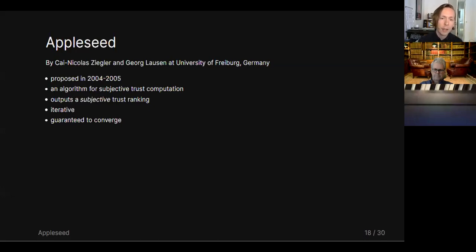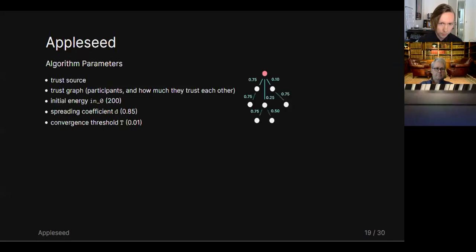So in Appleseed, the derived trust ranking is ordered so that the most trusted node, meaning the node with the highest trust, is at the top of the list, and the least trusted node, but still trusted, is at the bottom. In other words, it's an algorithm for subjective trust computation. It outputs a subjective trust ranking with the highest node at the top and the lowest at the bottom. It's iterative and it's also guaranteed to converge.